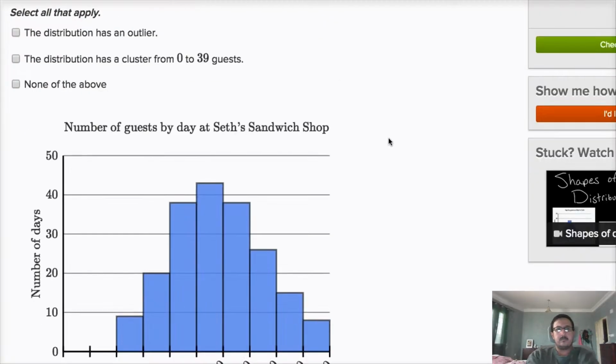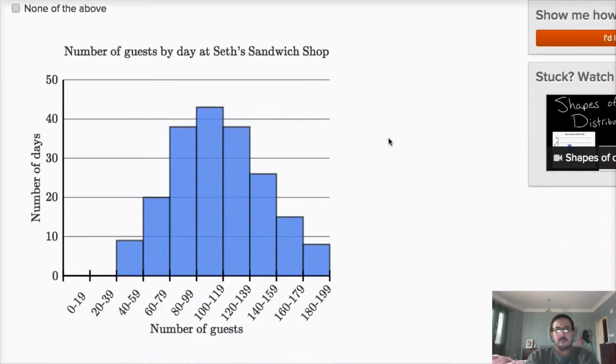So the first one, the distribution has an outlier. So let's see, this is the number of guests by day at Seth's Sandwich Shop. The lowest, they have no days where he had between 0 and 19 guests. No days where he had between 20 and 39 guests. Looks like there's about 9 days where he had between 40 and 59 guests. Looks like 20 days where he had between 60 and 79 guests.